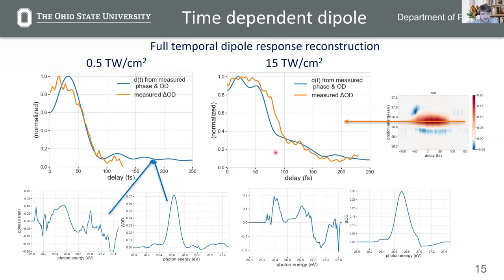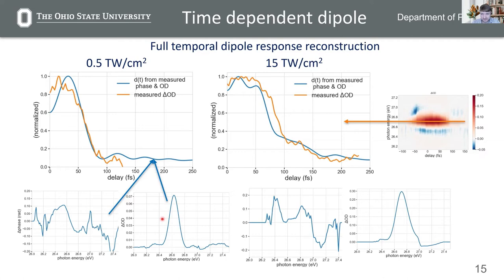You can see that there is a fairly good agreement between both results, which essentially means that we could reconstruct the full time-dependent dipole from a single spectrum, or actually from two spectra, pump on and pump off, if we measure it at the pulse overlap. And this could be useful for some experiments where a single shot measurement is required.